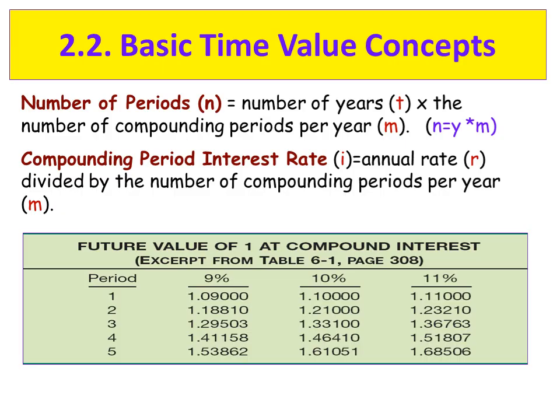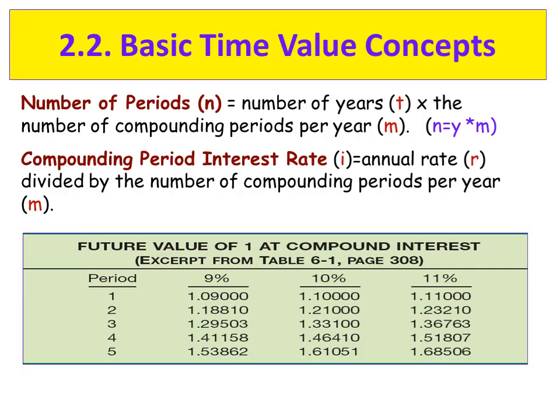Then the compound paid interest rate is equal to the annual rate divided by the number of compounding periods per year. That is, I is equal to R over M. N is equal to years times the frequency of payments, annually or monthly or daily, the frequency that you pay for the interest.